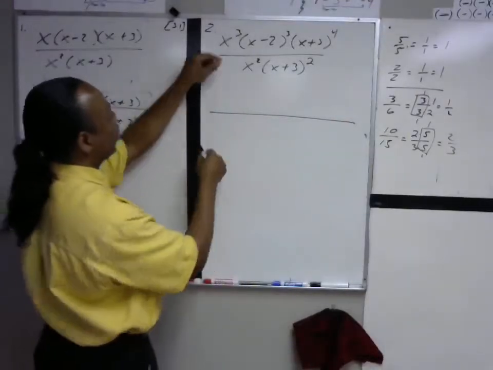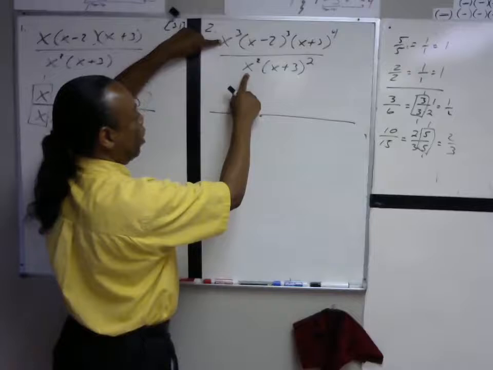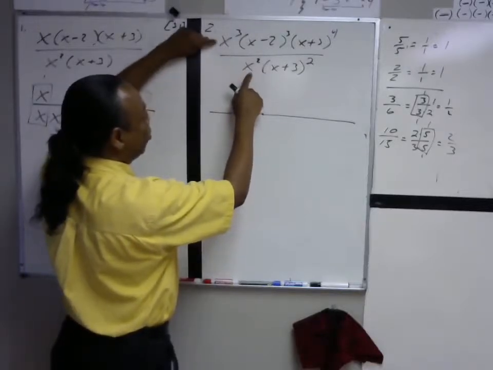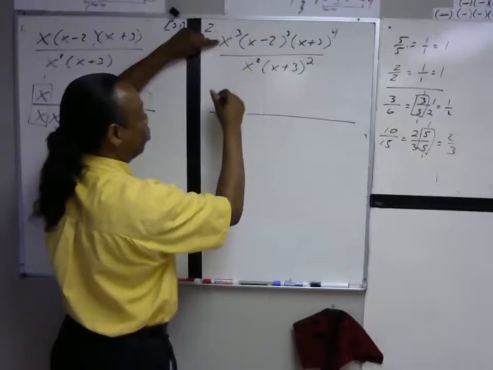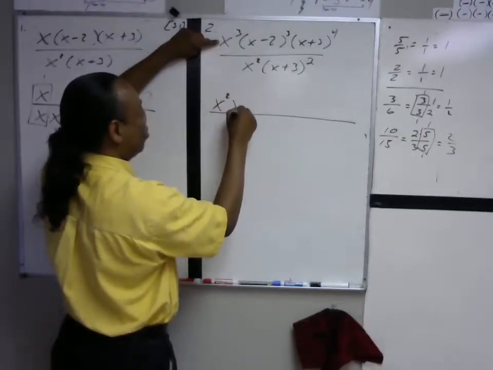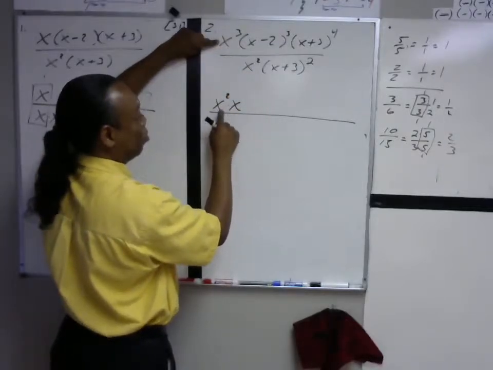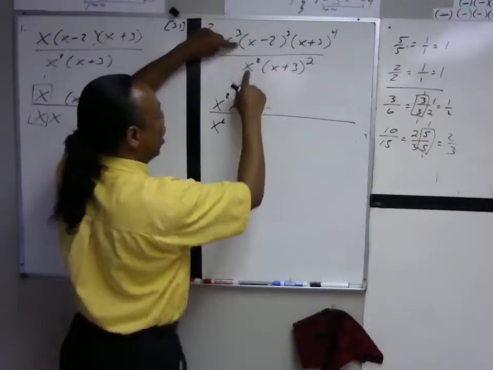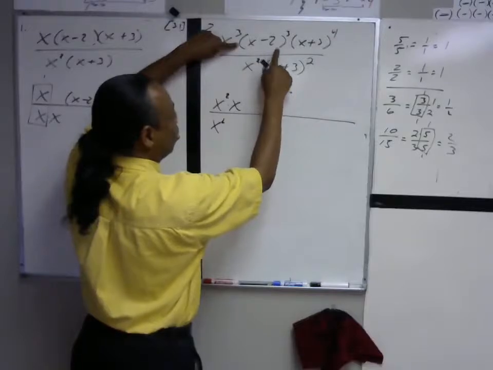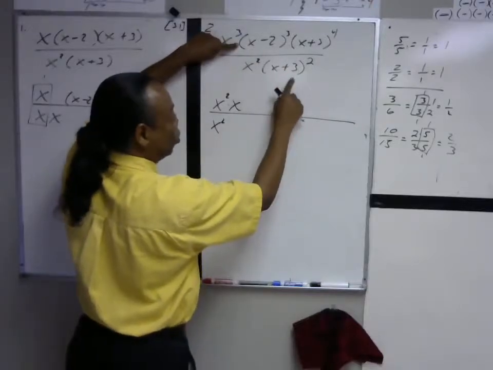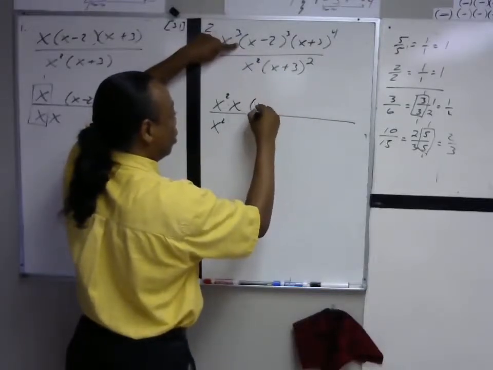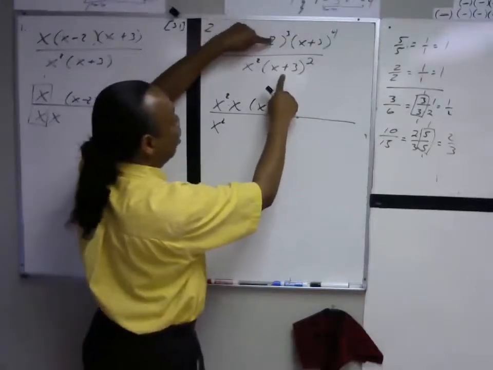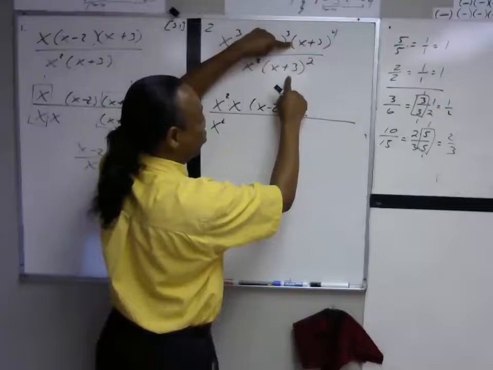Number 2, we have x to the third power and x to the second power. The most common would be x squared, so I'm going to get an x squared out of the x to the third. So this will be x squared times x. And then on the bottom, we have the x squared. Now we have an x minus 2. There are no x minus 2's in the denominator, so we'll just write that, x minus 2 to the third power. Next, we have the x plus 3, and there's an x plus 3 here.